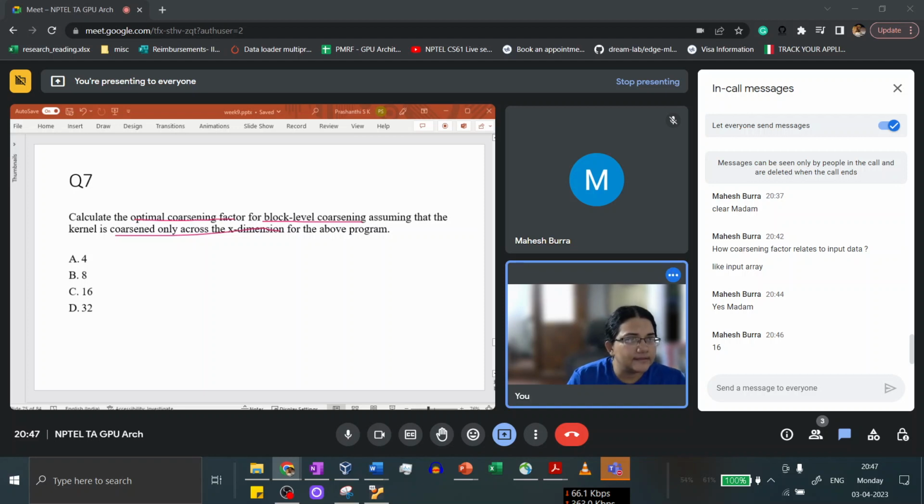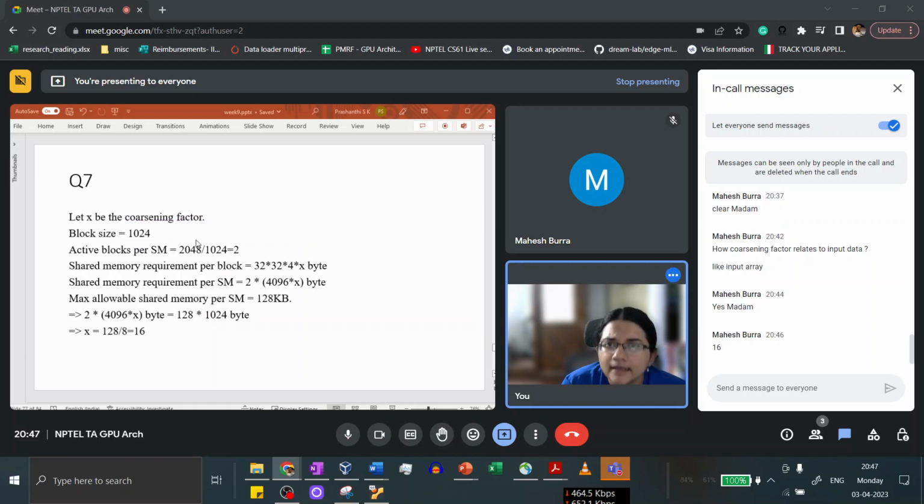Okay, we have an answer. I didn't see that. 16. Let's see. Yes, that is correct. So let's look at how we get to 16. So block size is 1024. Now active blocks per SM, again 2048 from max active threads divided by block size. So you get active blocks as 2.